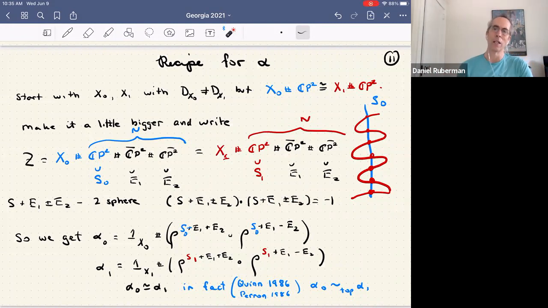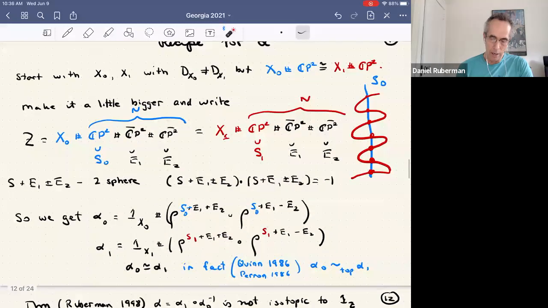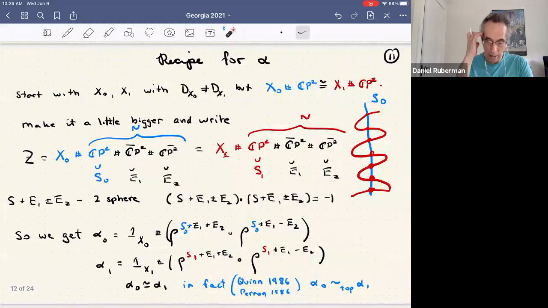Okay, so that actually, again, that goes back to Wall, not the other Wall paper from the era. Okay, so the thing to notice is that by adding this N, I've created a lot of spheres of self-intersection plus and minus one.